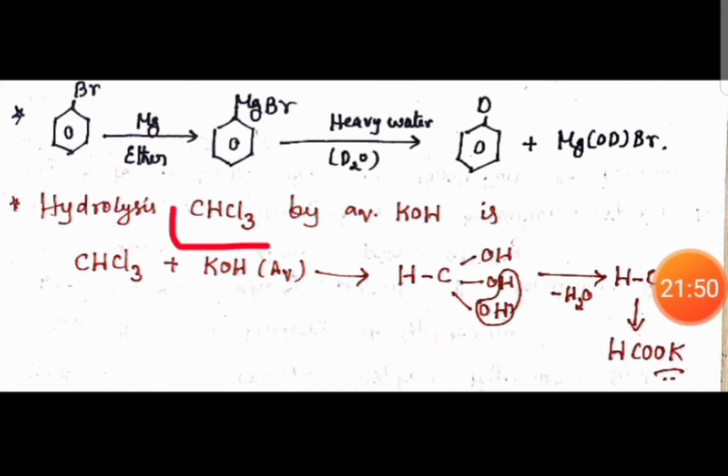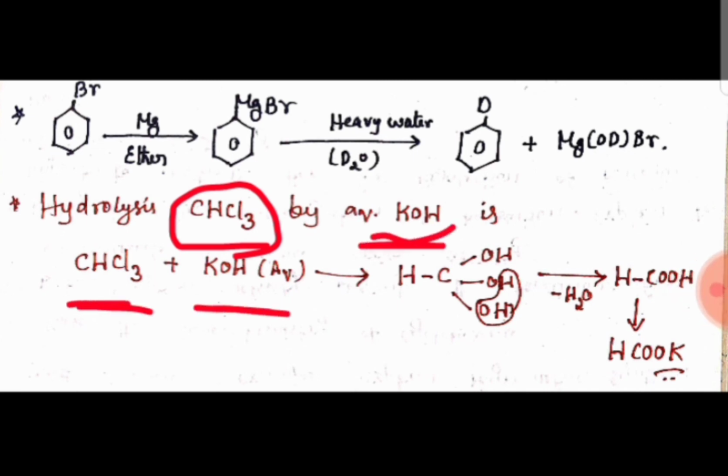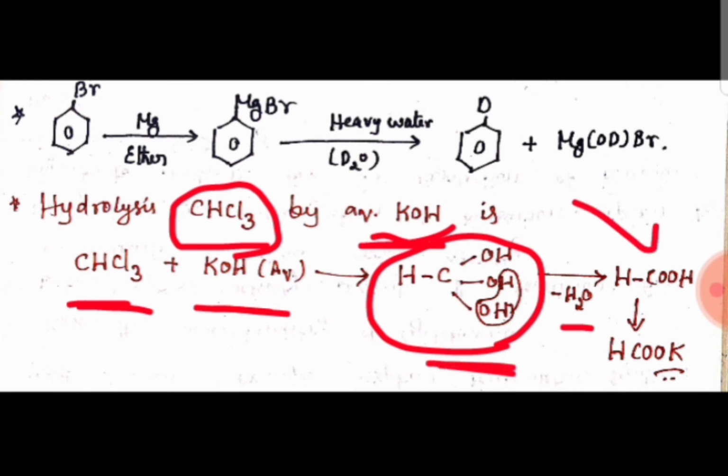Similarly, when you do hydrolysis of chloroform with aqueous KOH, you will get this particular trihydroxymethane, which undergoes hydrolysis because it is unstable, to get formic acid or methanoic acid. And this methanoic acid reacts with potassium hydroxide to form potassium formate.